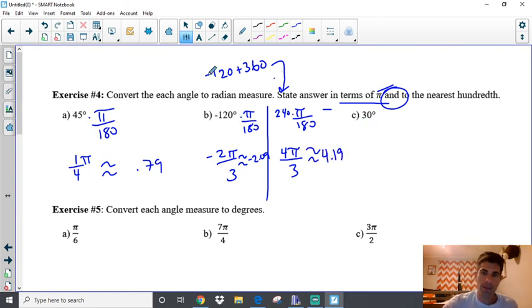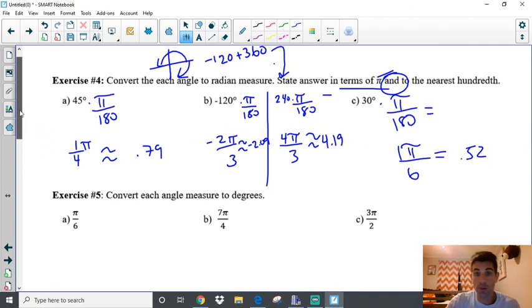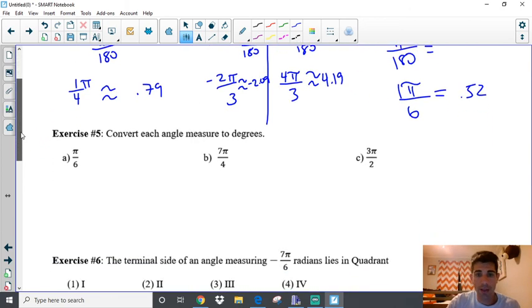And again, it's the same thing, just one's measured in one direction and the other is measured in the other direction. Okay, final one. And that's going to give you pi over 6, or if you put that in your calculator, it would have said 1 over 6, and that's going to be 0.52. All right. So now let's go the other way. Let's convert each angle to degrees.